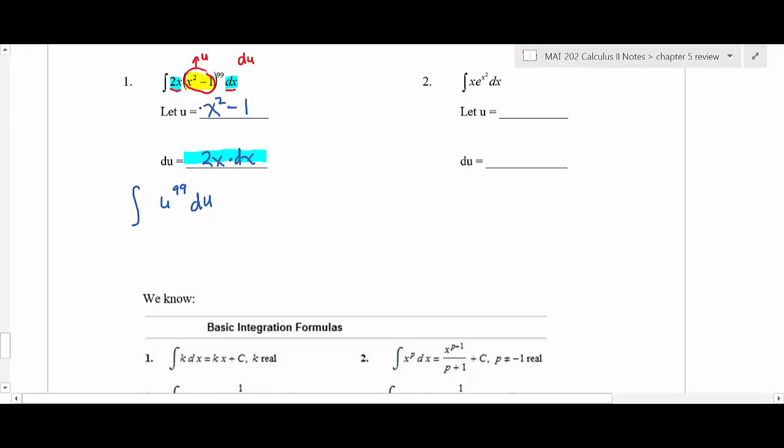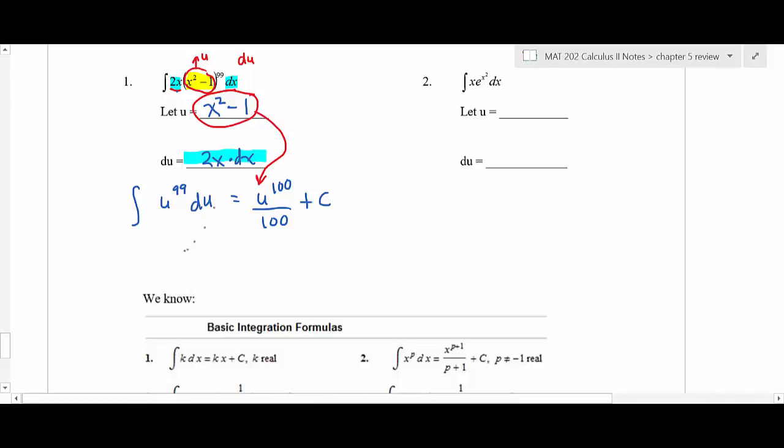Or maybe it could be 5x dx instead of 2x dx because we could still deal with it then. We can handle it if it's off by a constant. So then what you would have is that integral would be u to the 100 over 100. It's an indefinite integral, so that would be plus c. And then the last thing that you have to remember to do, and this is real important, is whatever you have for u plugs back into the final result.